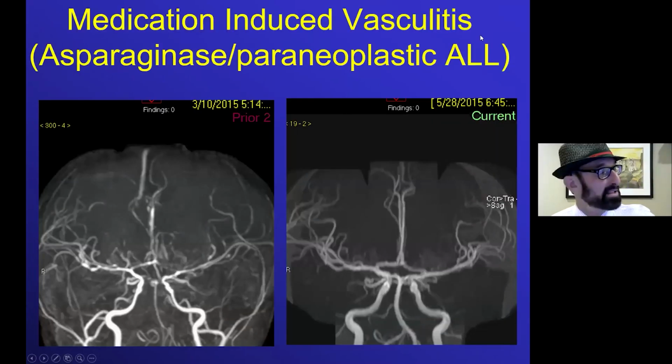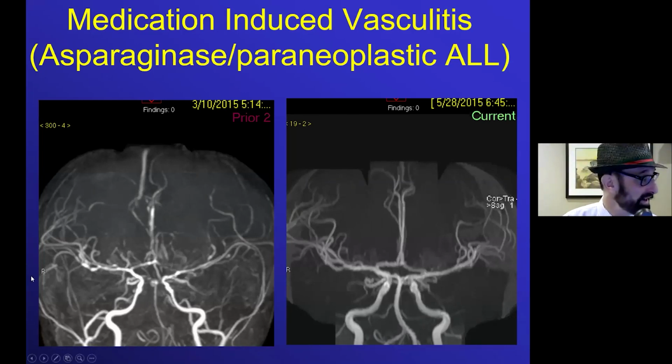I mentioned L-asparaginase, but a lot of the other medications that are given for things like lymphoma or leukemia may lead to a vasculitis. And as you can see here, this is pretty dramatic in the right middle cerebral artery beyond the bifurcation, as well as in the M1 segment and the A1 segments.